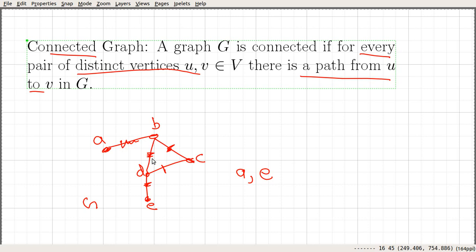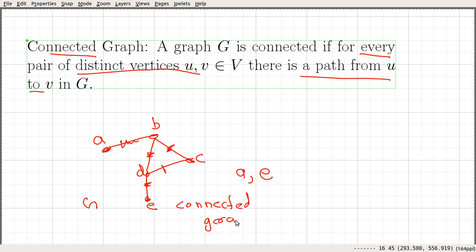In this case, A to E we have already done. Let's consider A, C. Again, you can find a path between A and C. A, D, you can find a path. So if you consider G here, you can find a path from each vertex to every other vertex. So this is an example of what is called a connected graph.